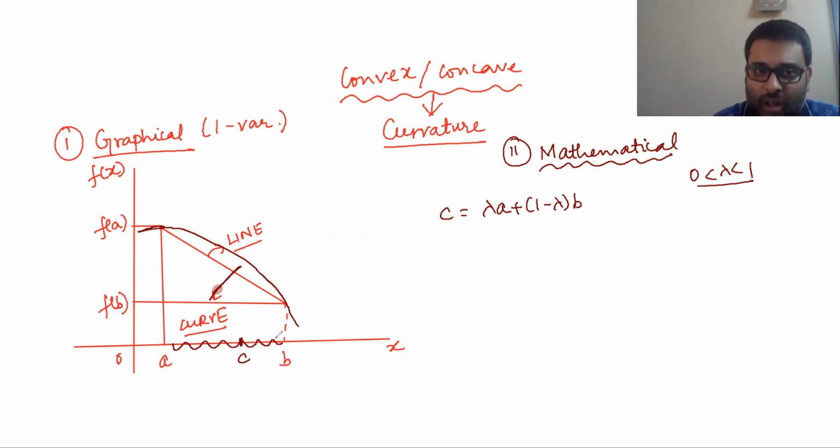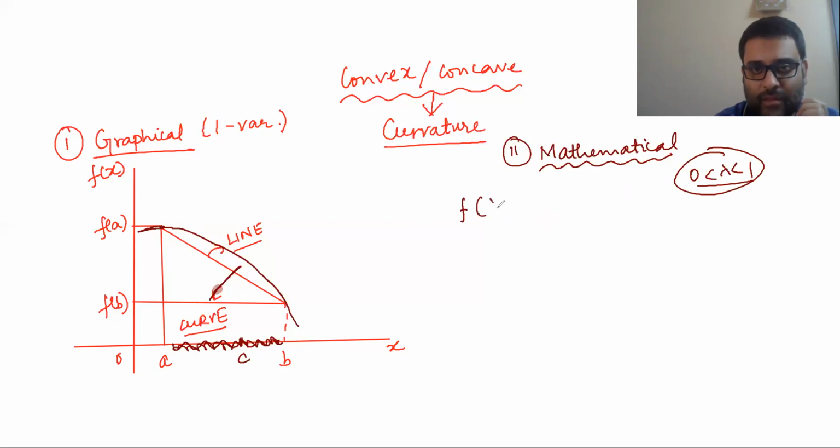Correct? So all the points between A and B, whatever they be, can be represented as a weighted average between A and B, where lambda is a fraction. It can be a fraction half, it can be 1 by 4, 3 by 4, whatever. All values of lambda between 0 and 1 will give me a number between A and B. Simple.